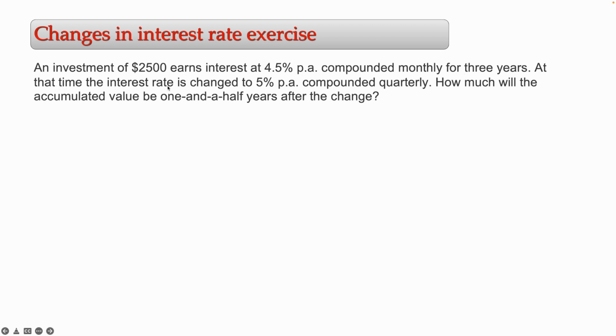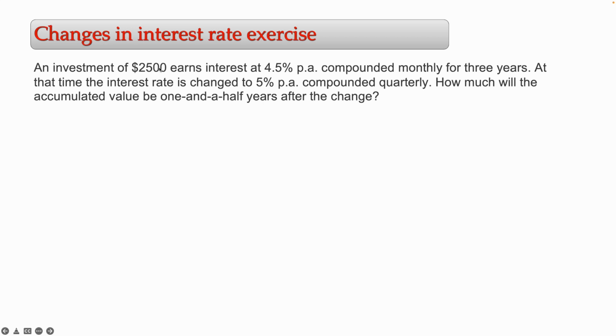At that time, the interest rate is changed to 5% annually, compounded quarterly. How much will the accumulated value be 1.5 years after the change? So in this case, we have two situations. We have two interests. So the interest has changed at some moment of time. If that happens, it will be a good idea to think before starting to solve the problem.